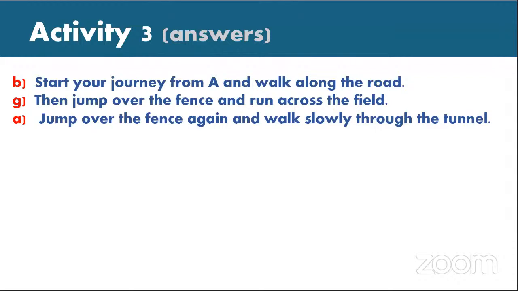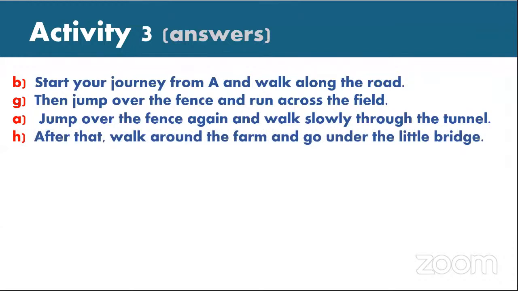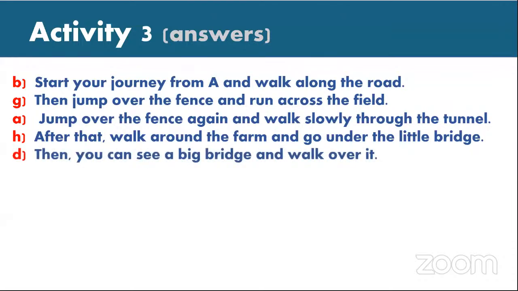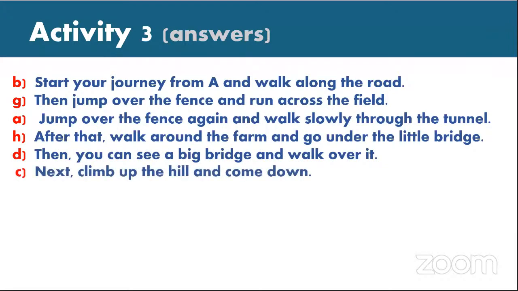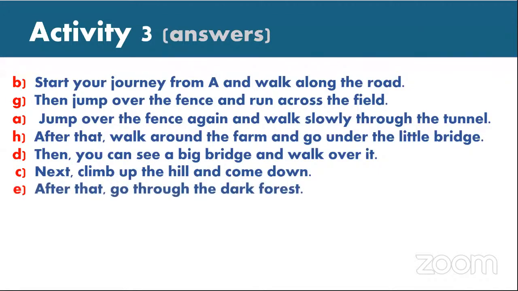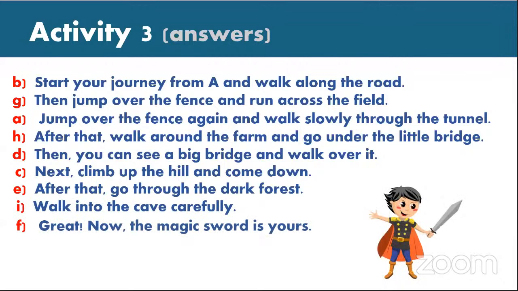B, G, A. Next one, H. After that, walk around the farm and go under the bridge. Next one, then you can see a big bridge and walk over it. Next, climb up the hill and come down. After that, go through the dark forest. Walk into the cave very carefully. Great. Now the magic sword is yours. Okay. See whether you have got this order. B, G, A, H, D, C, E, I, F.